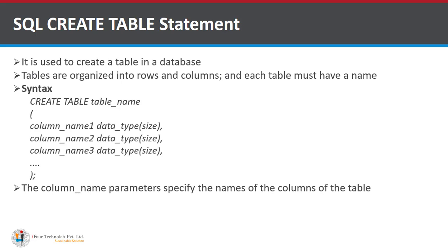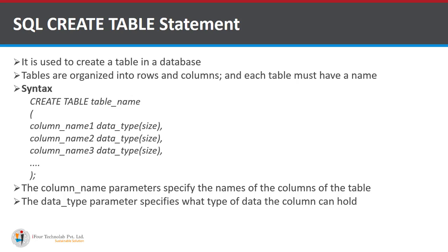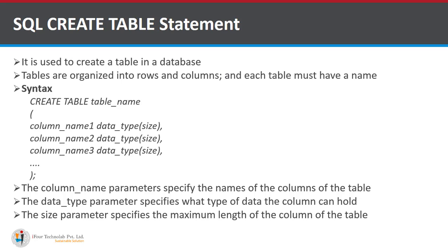The column name parameter specifies the name of the column, which I already told you. The data type parameter specifies what type of data the column can hold. If it is an integer, then it must have an integer value. If it is a varchar, then it must be a varchar value. If it is a bit, then it must be true or false, that is 0 or 1. The size parameter specifies the maximum length of the column. If it is a varchar type and I have written size 50, then only 50 characters it will take.